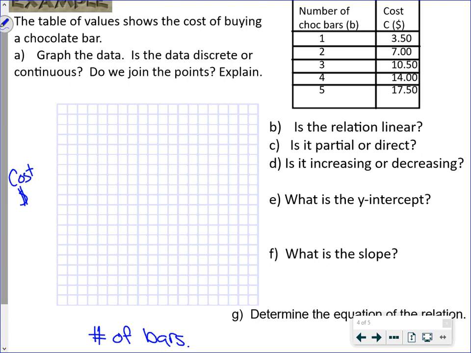Okay, so now I need to make a scale. I don't want to use just a teeny tiny corner of my graph. I want to use as much of the graph as possible. So I'm going to space things out as much as I can. For the number of chocolate bars, our table of values only goes up to 5. So I'm going to use every fourth line. So here is 0, and then 1 chocolate bar, and then the same distance apart would be our second chocolate bar, same distance apart again.